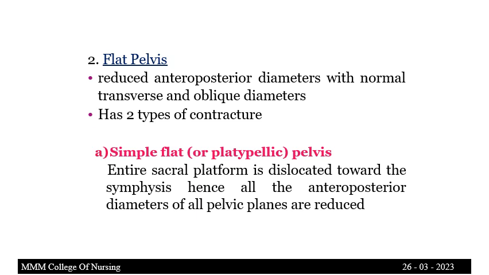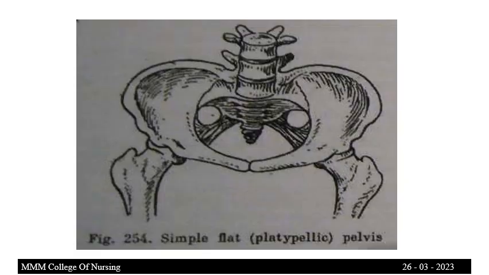Next is flat pelvis, reduced anteroposterior diameter with a normal transverse and oblique diameter. Flat pelvis has two types of contracture, simple flat and flat rachitic. First we'll see the simple flat. The entire sacral platform is dislocated toward the symphysis, hence all the anteroposterior diameters of all the pelvic planes are reduced. This is a picture of simple or platypelvic pelvis.